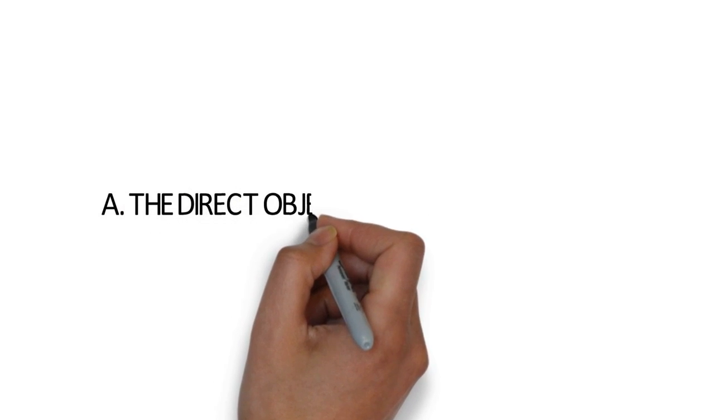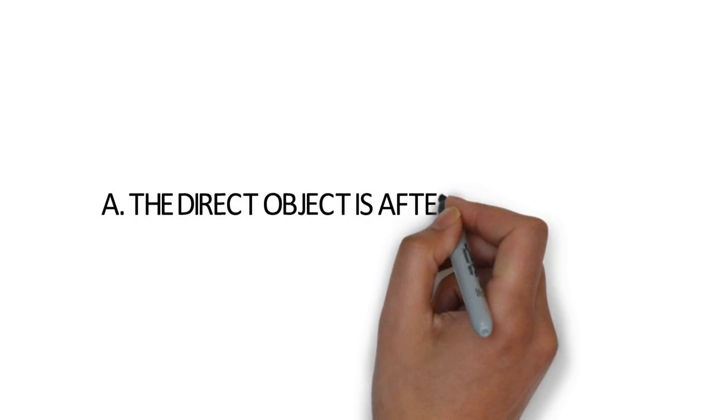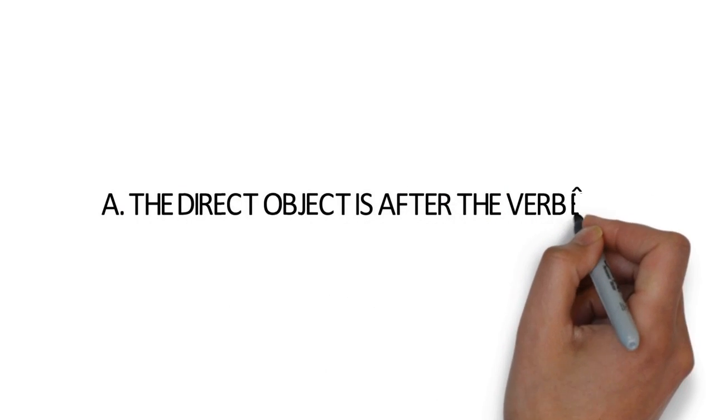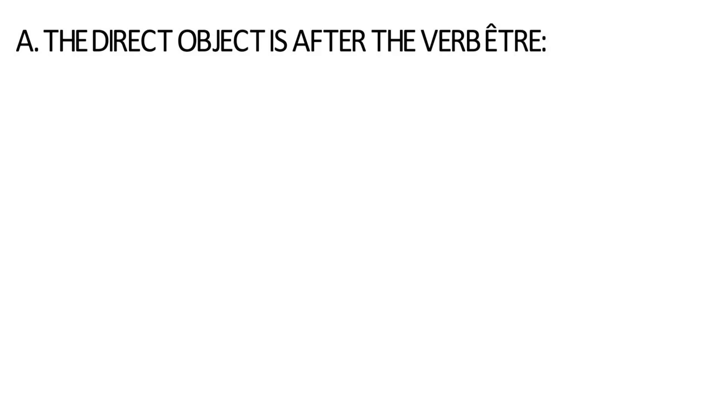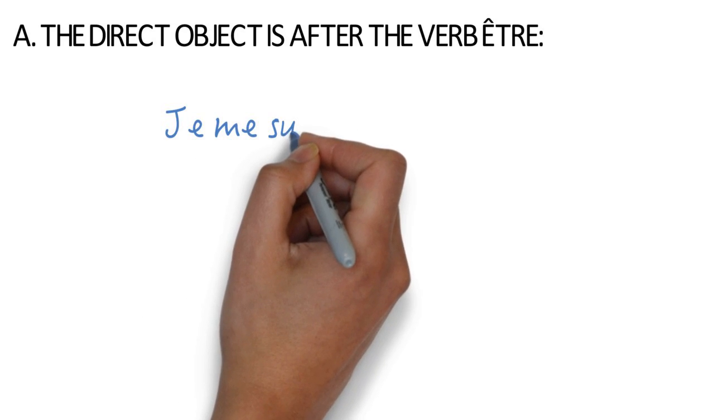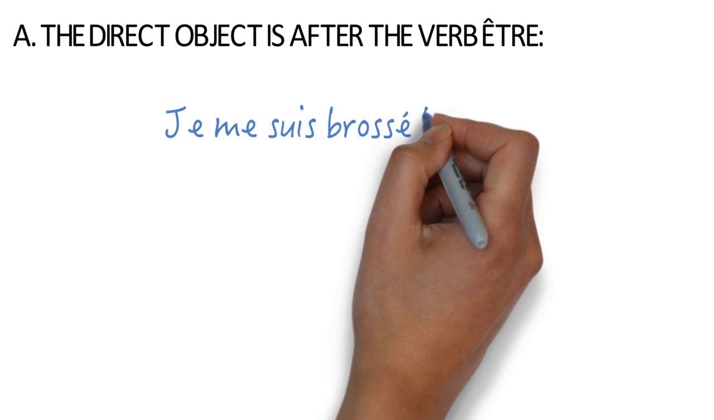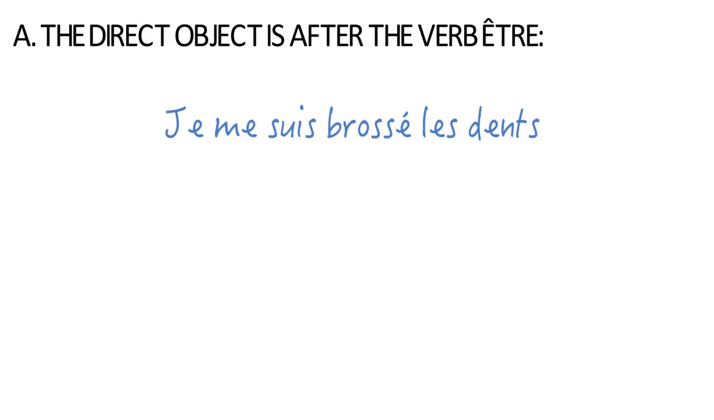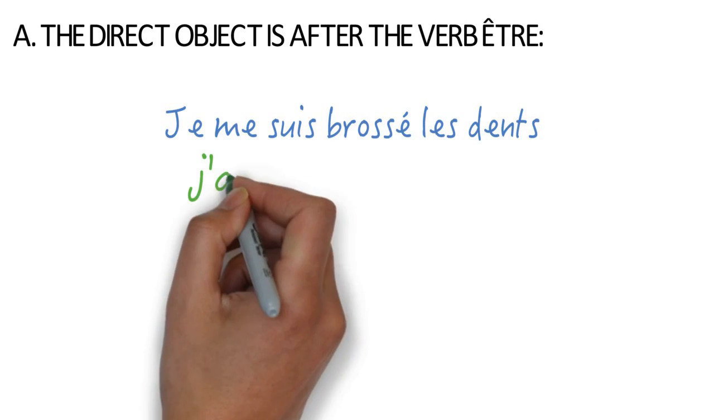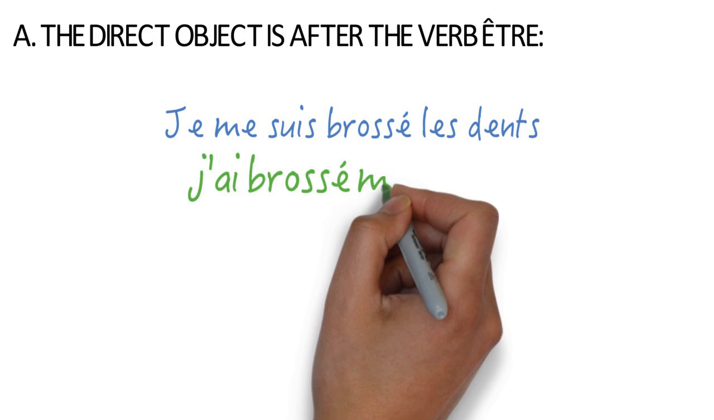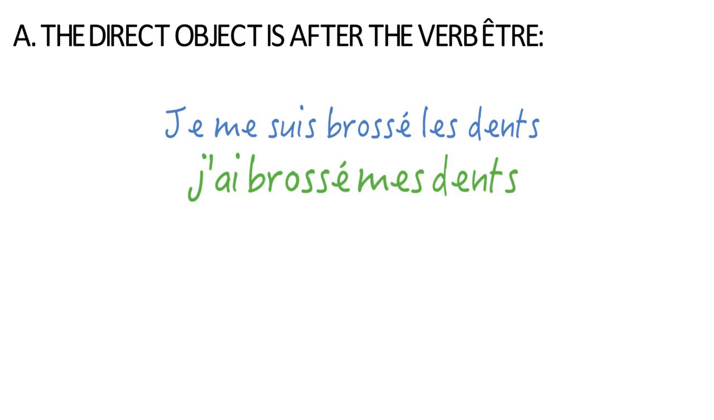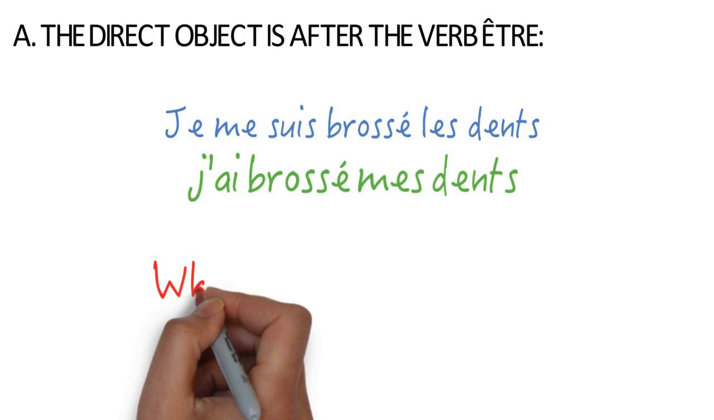So first, when the direct object is after the verb être, well, you remember the rule, there is no agreement. So, je me suis brossé les dents, for example, I brushed my teeth. You could also say, actually, with the verb to have in French, j'ai brossé mes dents. That's why we say that they behave in the same way. Je me suis brossé, j'ai brossé mes dents.